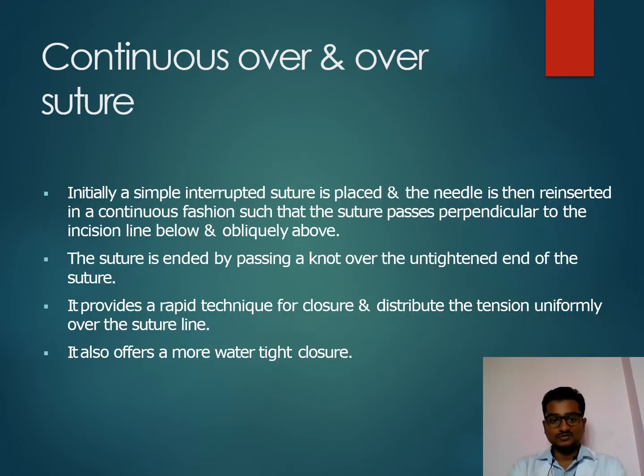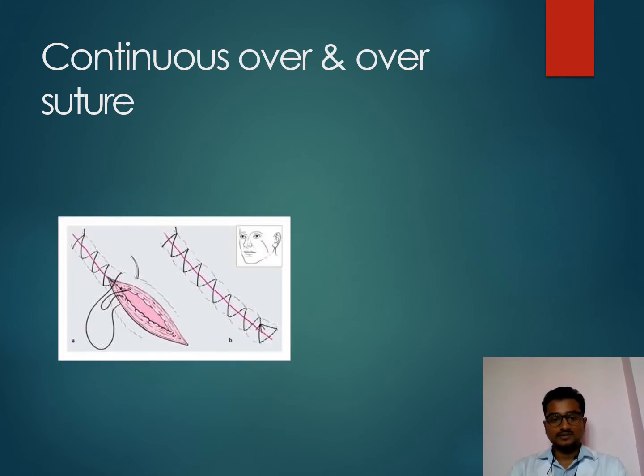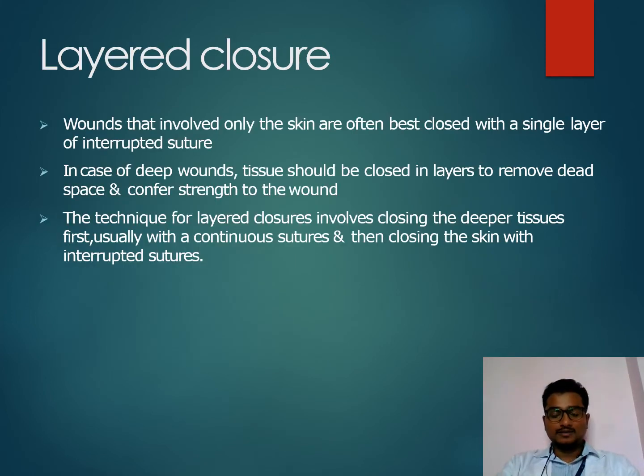Continuous over and over suture. Initially, a simple interrupted suture is placed and the needle is then reinserted in a continuous fashion such that the suture passes perpendicular to the incision line below the oblique hole. The suture is ended by passing a knot over an untied end of the suture. It provides a rapid technique for closure and distributes the tension uniformly over the suture line. It also offers a more watertight closure. Diagrammatic representation of over and over closure.